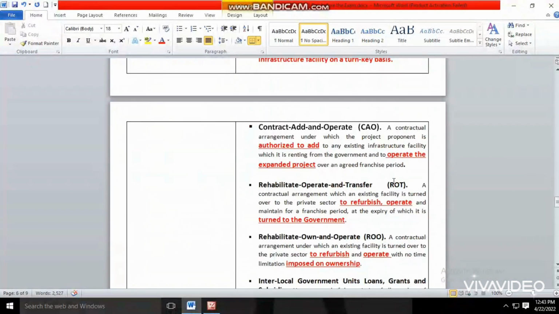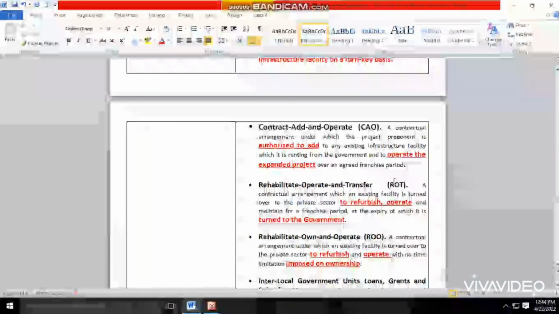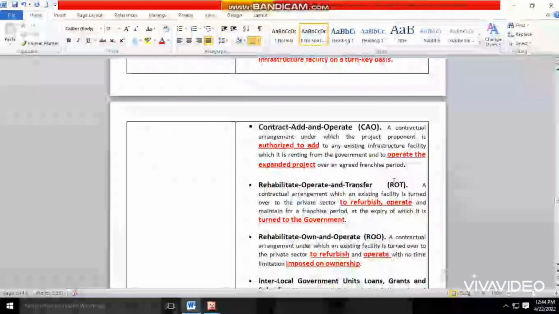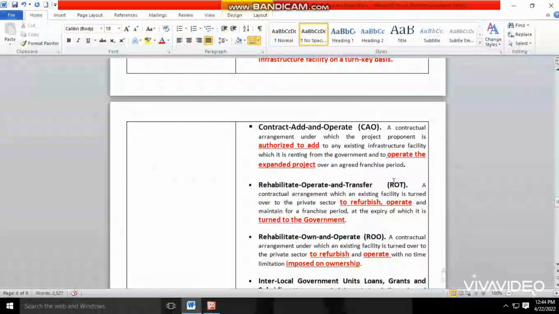How about the contract, add, and operate? Basically, there are these words or descriptions: authorized to add, operate the expanded project over the agreed franchise period. ROT or rehabilitate, operate, and transfer. May mababasa po tayo sa description na to refurbish, operate, and turn over to the government. How about this ROO or the rehabilitate, own, and operate? Well, basically, refurbish, operate, and impose ownership.